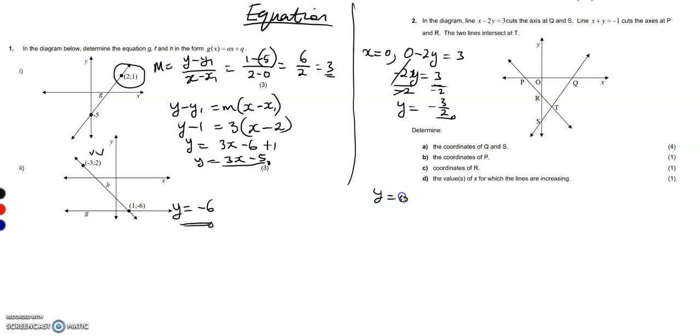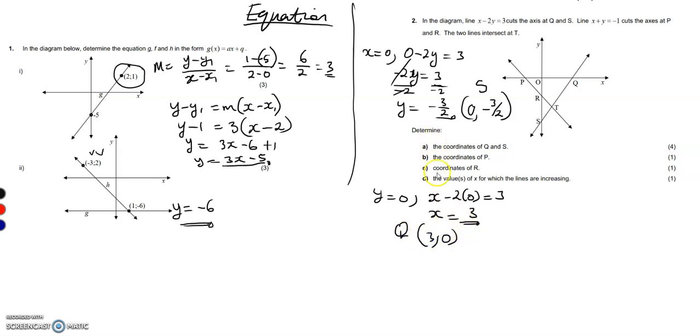What about the x? We say y is equal to 0. Then we put y as 0, x minus 2 times 0 is equal to 3. Then here x is going to be equal to 3. Then we have our answer like that. So the coordinates here are 0, negative 3 over 2. Oh, sorry about that. That's our S. Then what about Q? Q is going to be equal to 3 and 0.